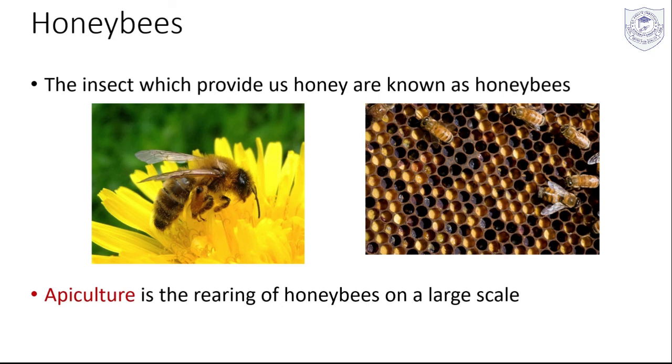Now coming to honeybees. Honeybees are insects which provide us with honey, okay? The honeybees collect the nectar of a flower and store it inside their beehive. This nectar or honey is rich in water, sugar, minerals, and enzymes. Also, it is an antiseptic, which destroys the growth of microorganisms, so it is used as medicine. Okay? And when these honeybees are reared on a large scale, we call it apiculture.